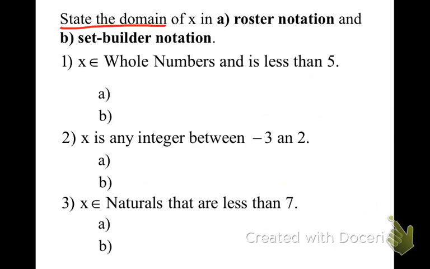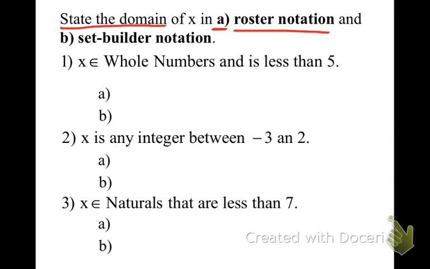Now, this is very important. Notice that A says roster notation. If you mix this up and put roster notation under B, I will mark that wrong on a quiz, so you've got to keep that straight. Remember, roster notation is just listing the numbers. So on A, we're looking at whole numbers, and it has to be less than 5.